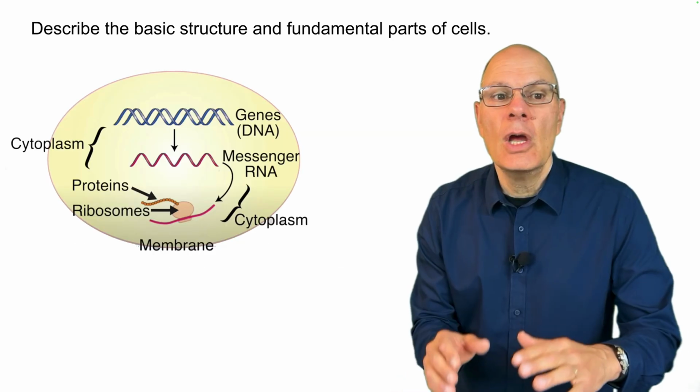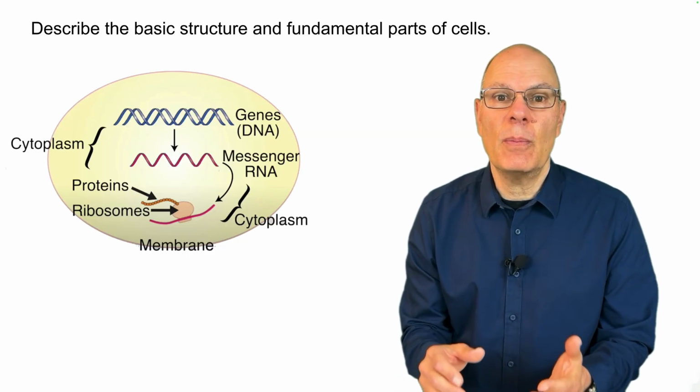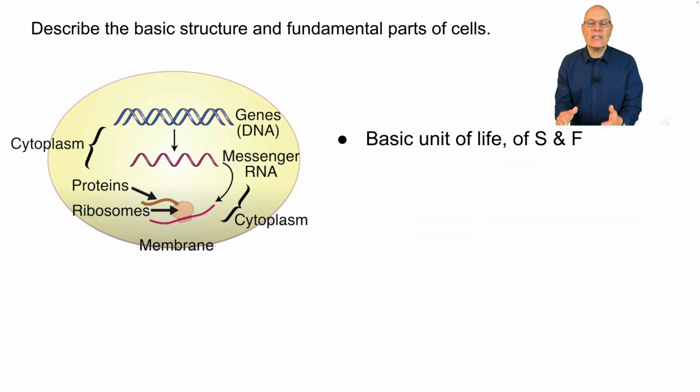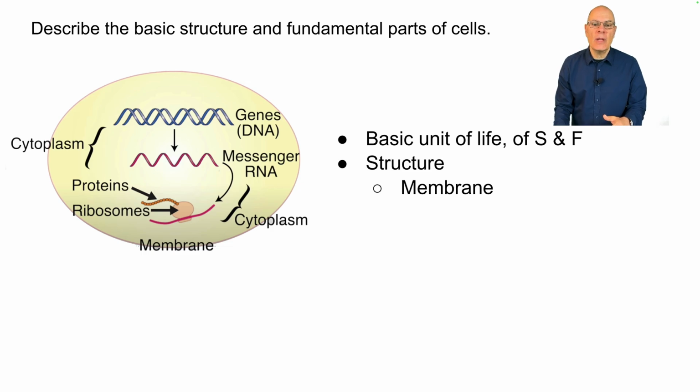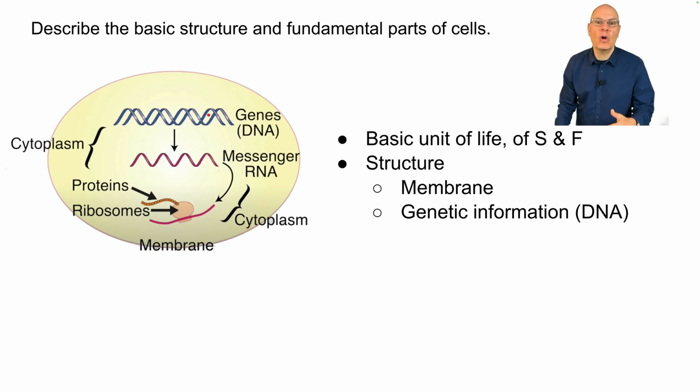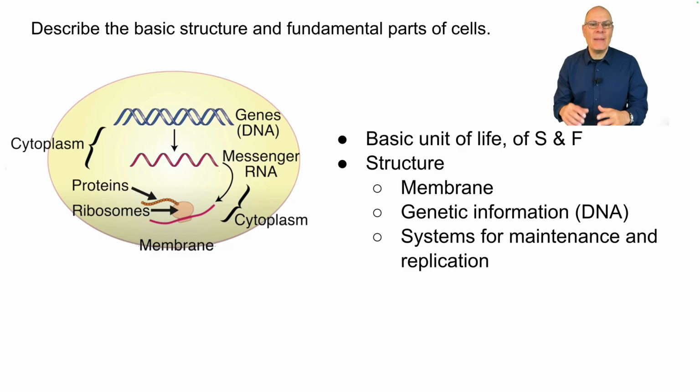Cells and introduction. Describe the basic structure and fundamental parts of cells. Cells are the basic unit of life. They're the basic unit of structure and function in every organism. In terms of their own structure, they have a membrane which separates the cytoplasm, all the living material inside the cell, from the cell exterior. They always have genetic information in the form of DNA, the double helix, and there are systems that maintain and replicate the cell as a whole and the cell's genetic information, its DNA.